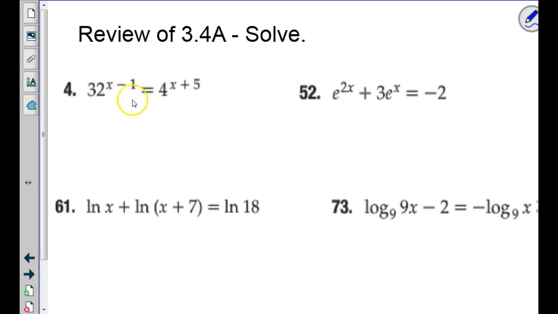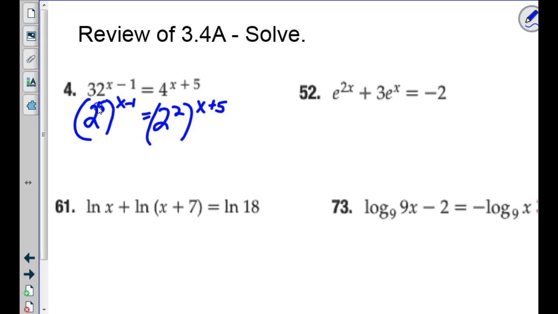These you would need to rewrite as powers that are the same base. Does anybody know what same base we could do? Yeah. This is 2 to the what? 2, 4, 8, 16, 32, 2 to the 5th. Everybody good? And then outside of there is an x minus 1.